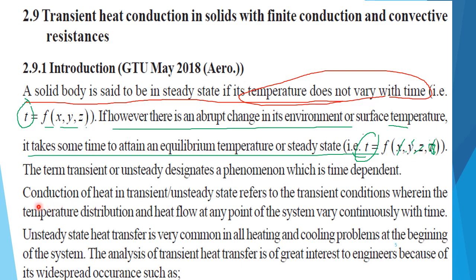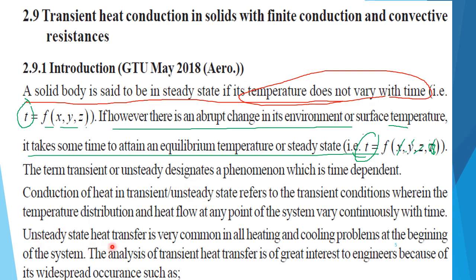You can see the same thing is mentioned here. The conduction of heat in transient or unsteady state refers to the transient condition wherein the temperature distribution and heat flow at any point of the system vary continuously with the time. So here you can see temperature distribution and heat flow, that is T and Q, continuously vary with variation in the time. So why do we have to go for transient heat transfer?